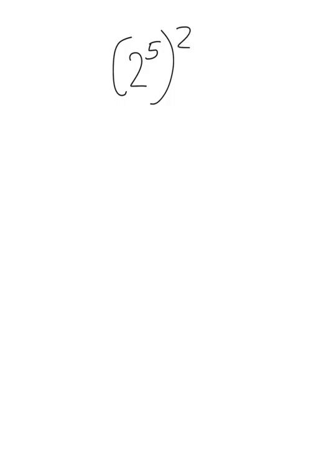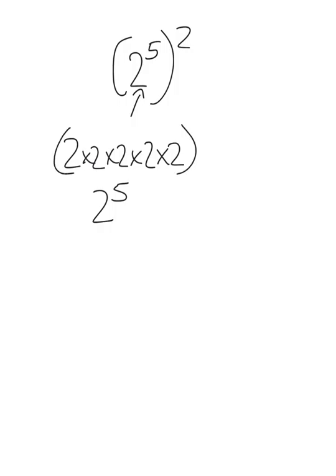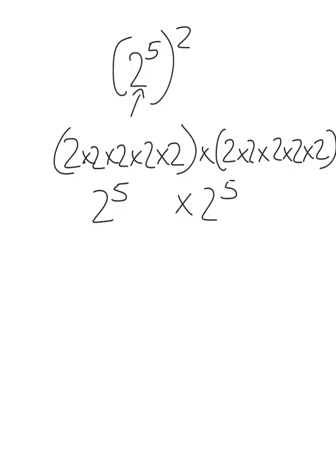So what this means, remember I can expand this. It's 2 times 2 times 2 times 2 times 2. So that's 2 to the power of 5. But then I'm squaring that, which means I'm timesing this whole thing by itself. 2 times 2 times, like this, okay? So I'm taking 2 to the power of 5 and timesing it by itself.